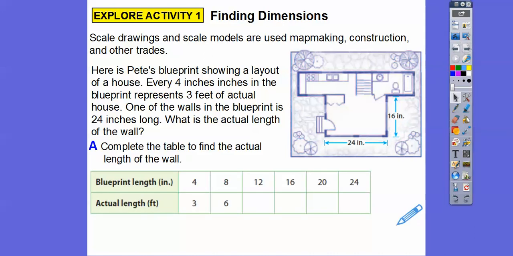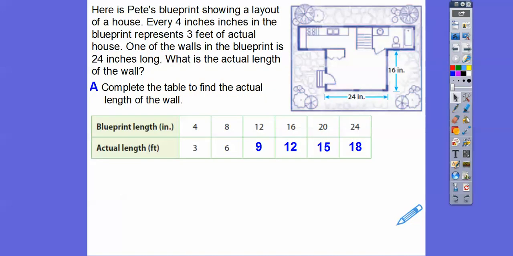Since they gave us the table right here, every time we go plus 4 inches, plus 4, plus 4, plus 4, plus 4, plus 4, this goes plus 3, plus 3. 6 plus 3 is 9, and then 9 plus 3 is 12, 12 plus 3 is 15, and then 15 plus 3 is 18. Either way, you guys, the length of the wall is going to be 18 feet. So answer the question right there.